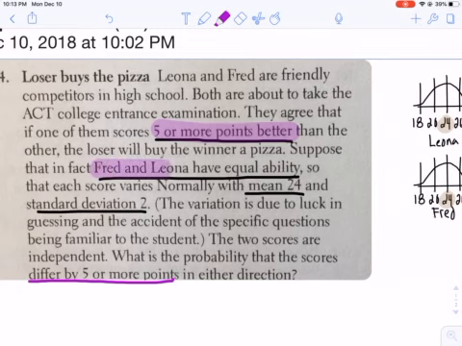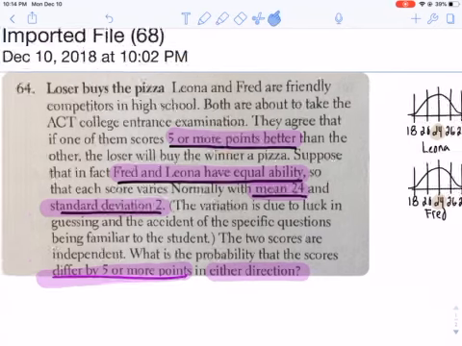Now, we are assuming that they have equal ability and that each score varies normally with a mean of 24 and a standard deviation of 2. And then we know the scores are independent. We're trying to find the probability that the scores differ by 5 or more points in either direction. That's a key word there, either direction, which means Fred can have 5 points more or Leona can have 5 points more.